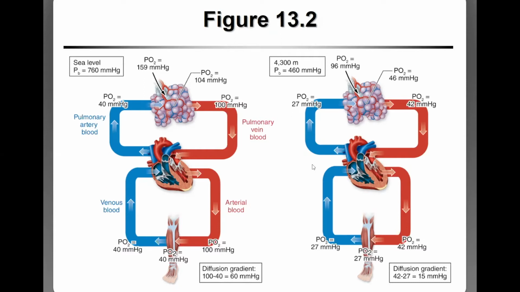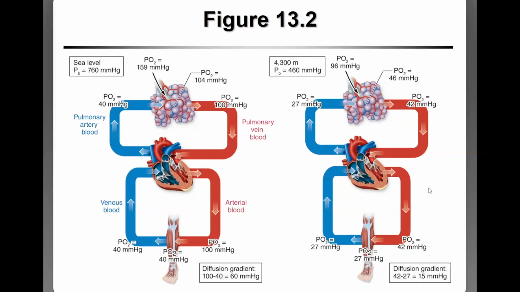So let's take a look at altitude. At altitude, if we were to multiply the barometric pressure by 21%, we would get 96 millimeters of mercury. Subtract out water vapor pressure, and we would get 46 millimeters of mercury. Subtract out the oxygen going to supply the lung itself, and this leaves us with a partial pressure of oxygen of 42 millimeters of mercury. So the O2 content of the blood leaving the tissue is 27. So by subtracting 42 minus 27, we get a diffusion gradient of 15.